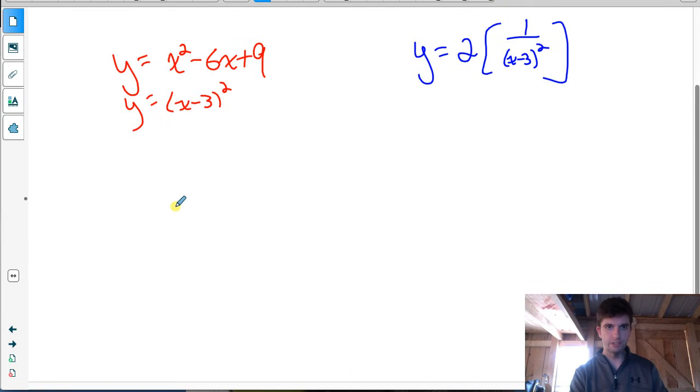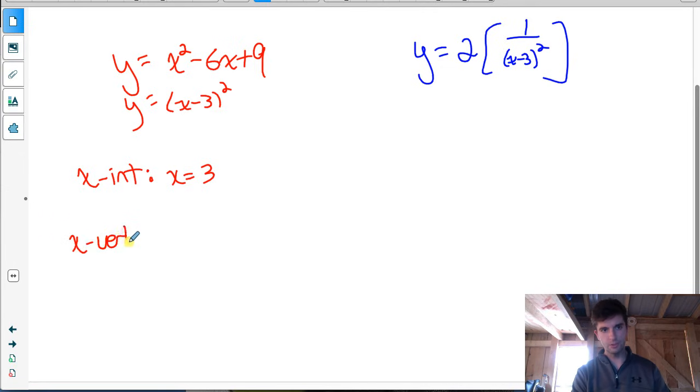The key properties we want for a quadratic are its x-intercepts and its vertex. So x-intercepts, those are values of x that make y be 0. When it's in factored form, it's easy to figure out what would make y be 0. If x minus 3 was 0, I'd have 0 squared, which is 0. So how can x minus 3 be 0? If x was 3. So there's one x-intercept, at an x value of 3.